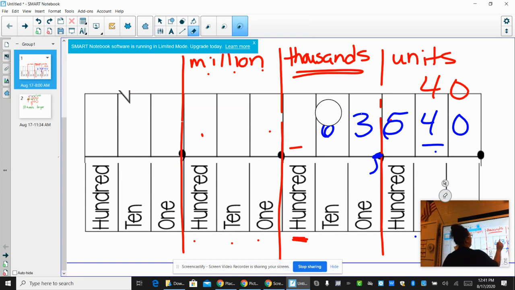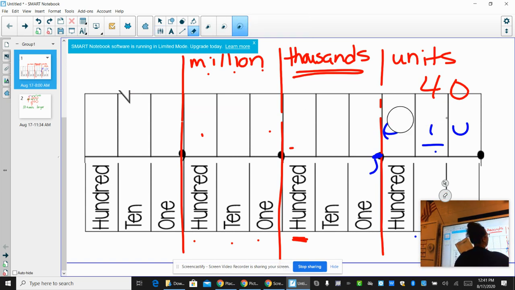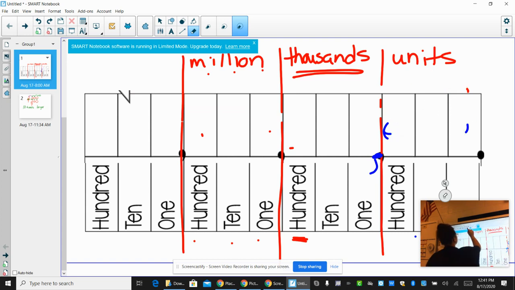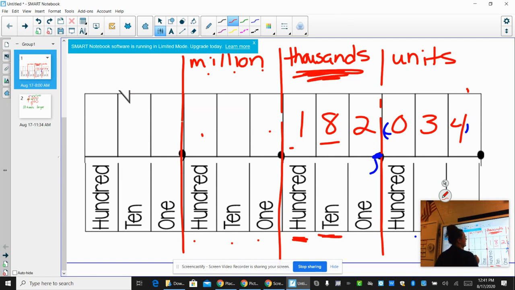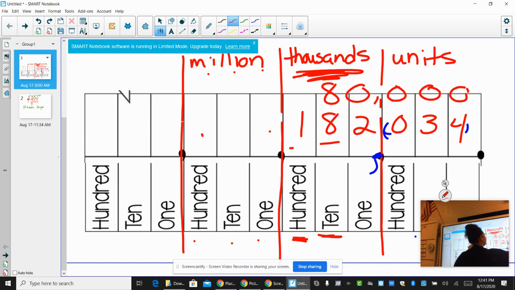For number 4, we have 182,034. And the digit we have underlined is the 8. The 8 is in the 10,000s place. So we know that that is worth 80,000. So there are a few examples for you to take a look at. Remember, you should be looking at place value, replacing the numbers in the values of the digits behind that place value with a 0 in order to create the value of that number.